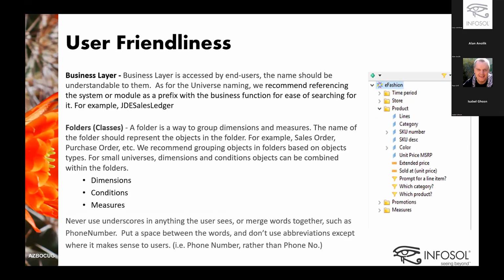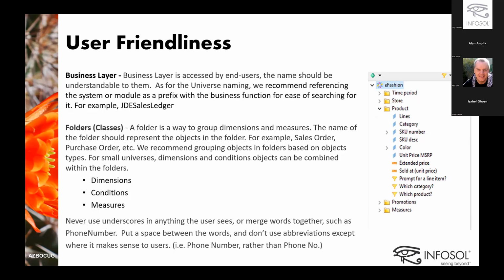Okay, so a business layer is going to be accessed by the users. So the name should definitely be something that they're going to understand. And same idea: if the name was sales ledger for the universe and the system was JD Edwards, you could call it JDE sales ledger.